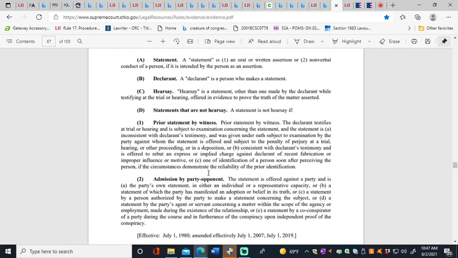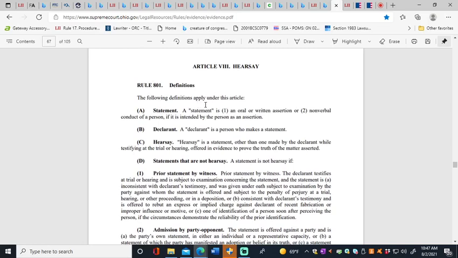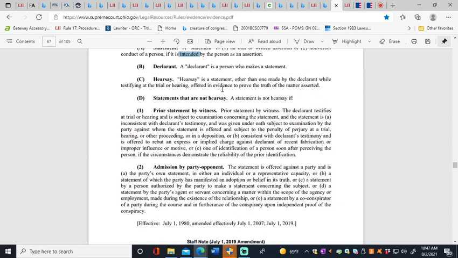Now, you got to understand the rule. The following definitions apply under these rules. A statement is an oral or written assertion or nonverbal conduct of a person, if it is intended by the person as an assertion. A declarant is a person who makes a statement. Hearsay is a statement, other than one made by the declarant while testifying at trial or hearing, offered in evidence to prove the truth of the matter asserted.